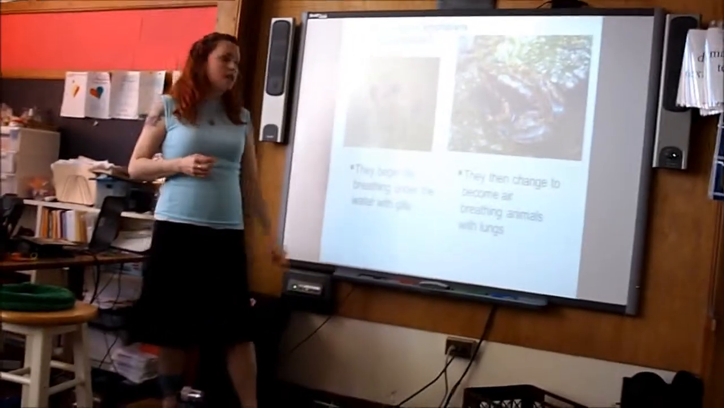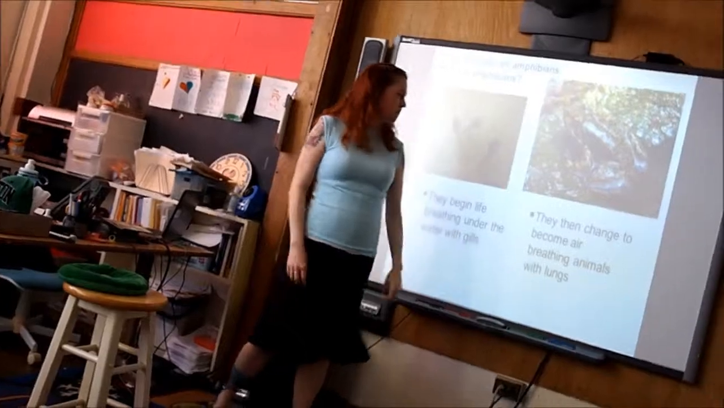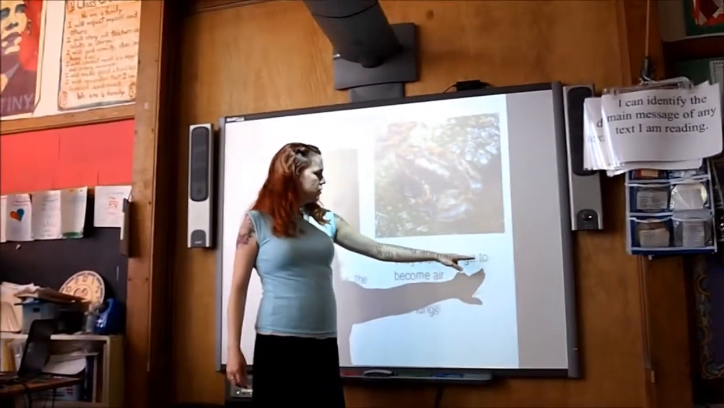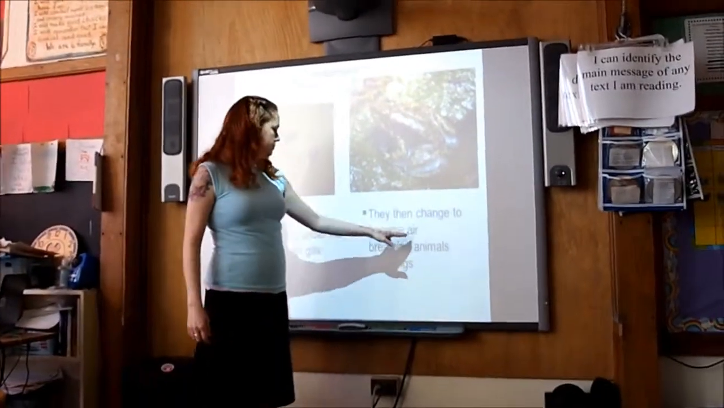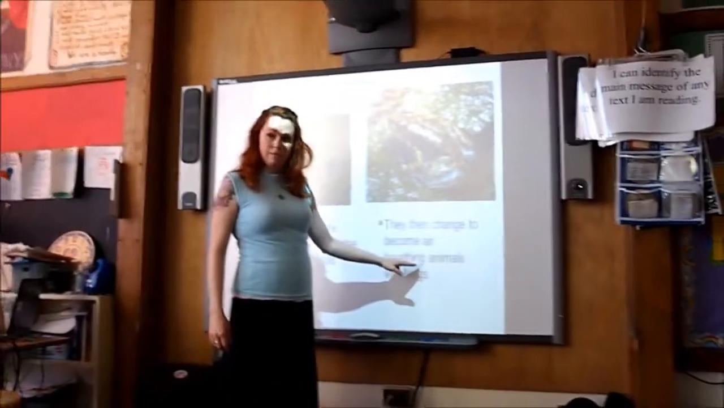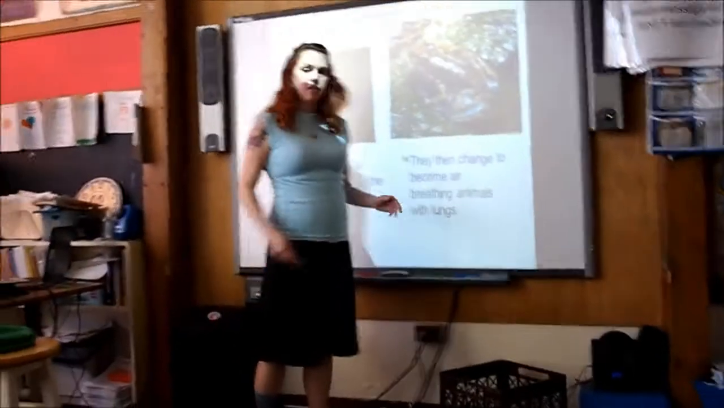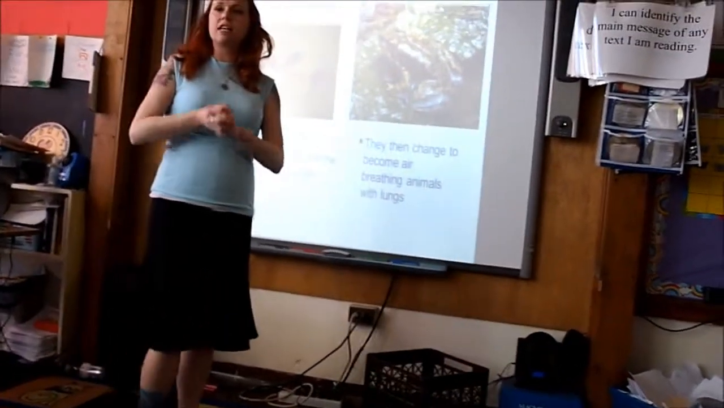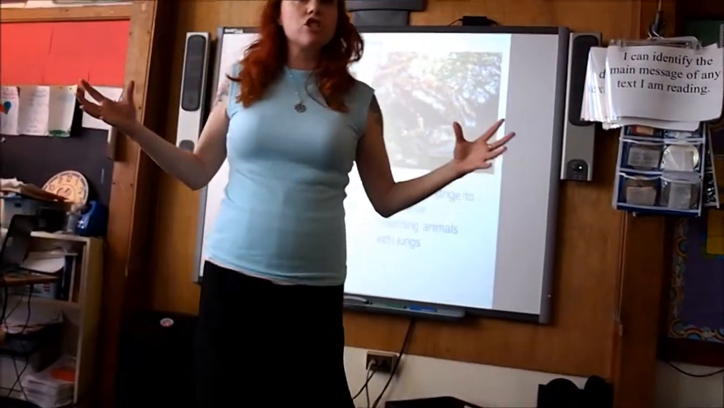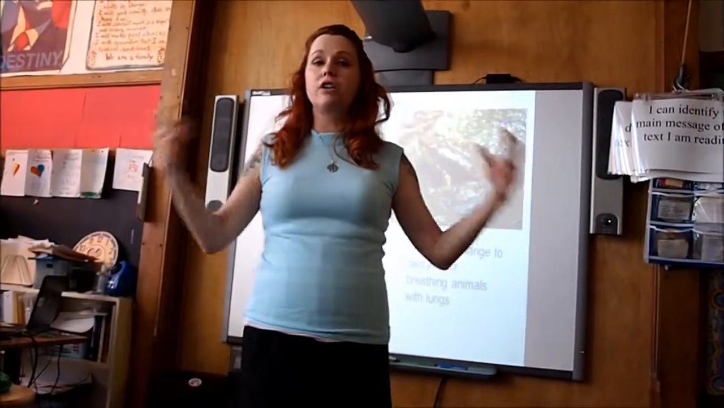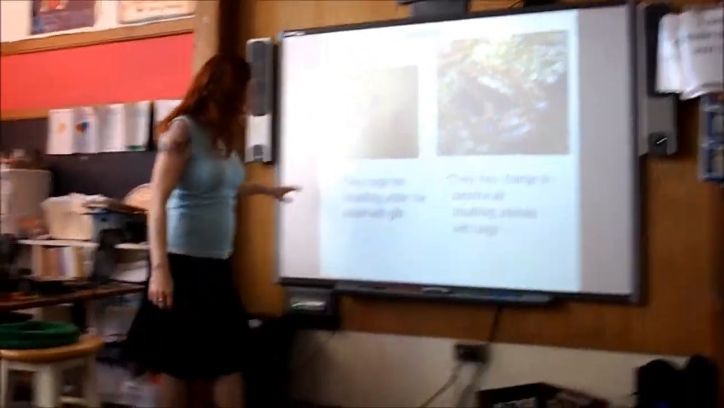And then what's the next stage? Go ahead. They then change to become air-breathing animals with lungs. So that's another thing about amphibians, is that they start out almost like a fish. And then they change into a land animal that breathes air naturally. They don't have gills at that point, they lose them.